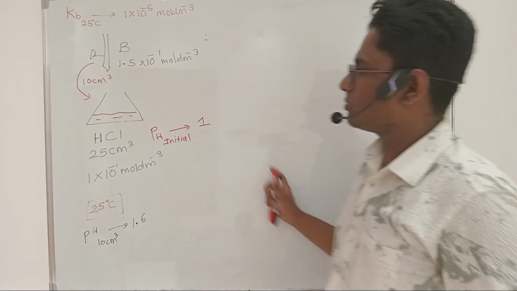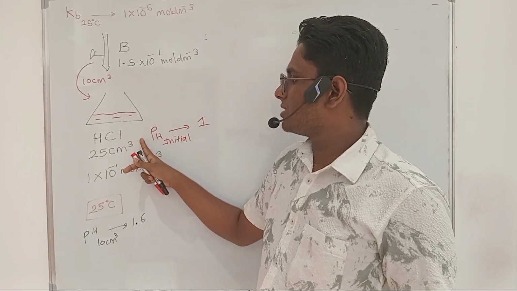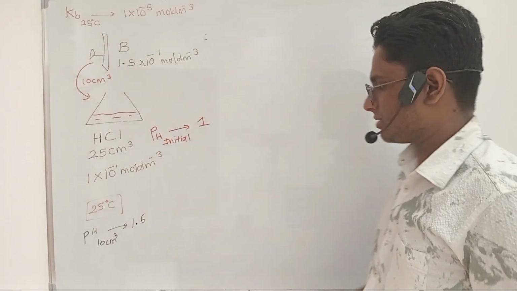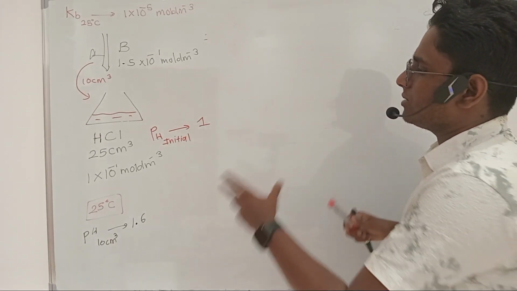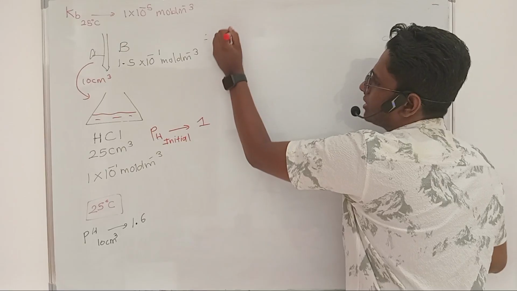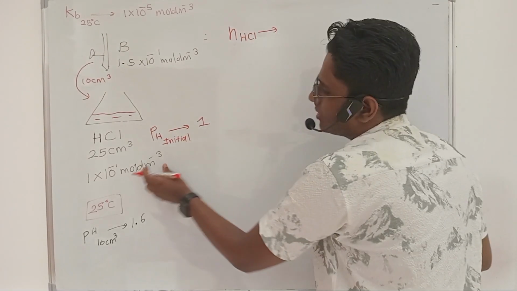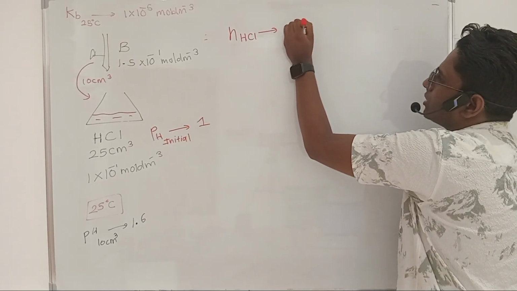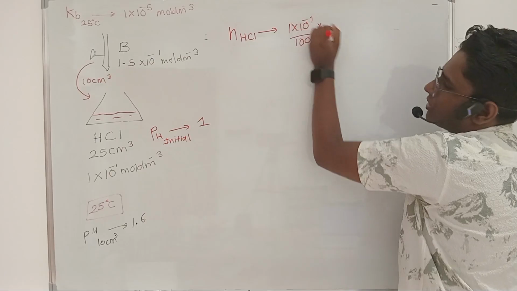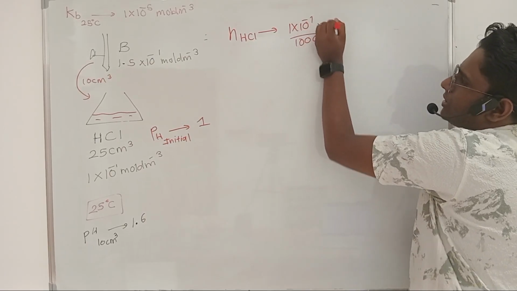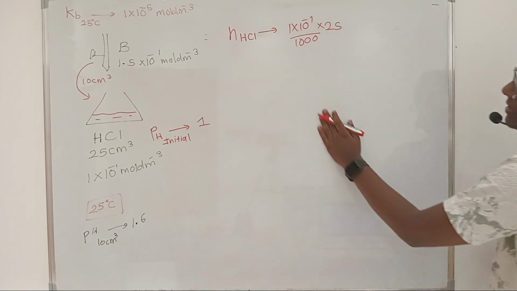So at the equivalence point, in this case, moles of HCl will be equal to moles of weak base, because the ratio is 1:1. Now what is the moles of HCl? That is the moles of HCl: 1 × 10^-1 × 25 over 1000. So that is the moles of HCl, right?